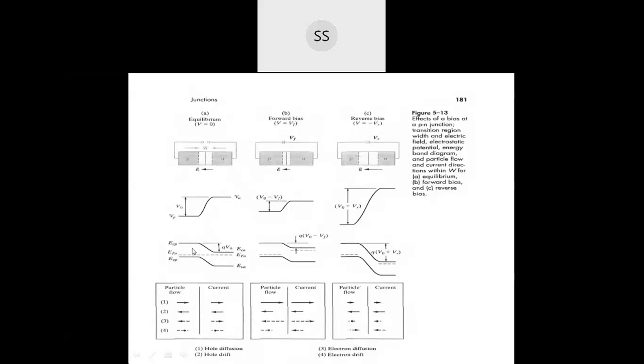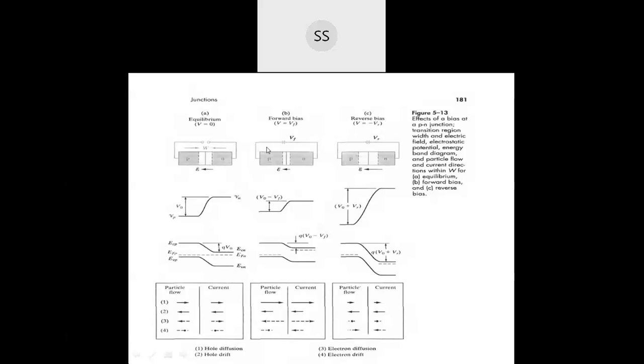Coming to the energy band section, we have ECP, EFP, EVP on the P side, and ECN, EFN, and EVN on the N side. They are lowered by an amount equal to Q into V naught, and this V naught is the same as the built-in potential barrier. This is the usual, natural band structure at equilibrium condition.